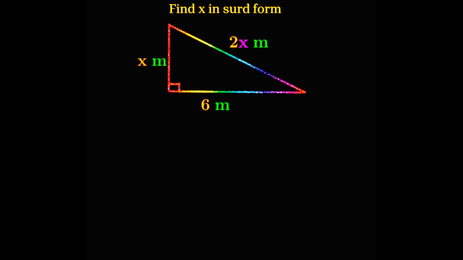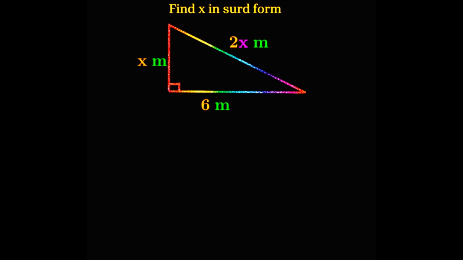Let us look at this equation. Find x in third form. And we have a right angle triangle. We've been given the sides being equal to x meters, 6 meters, and 2x meters. So for us to get x, we're going to use Pythagoras Theorem.